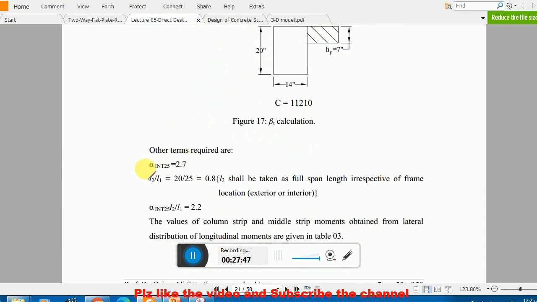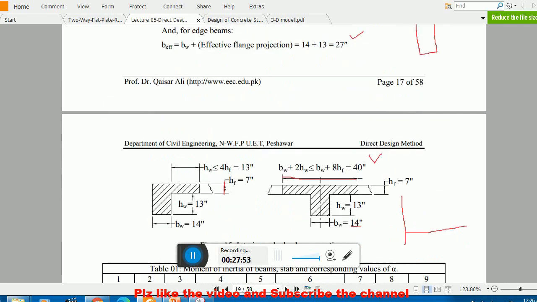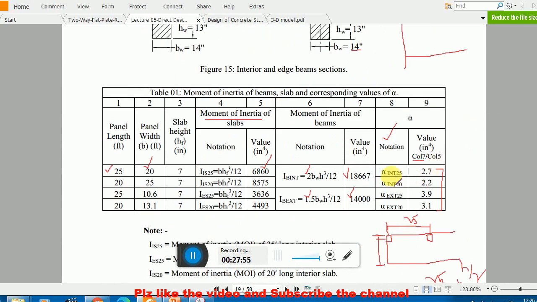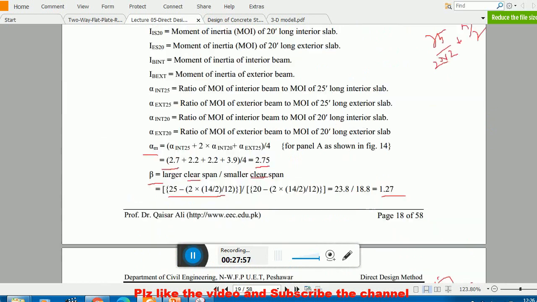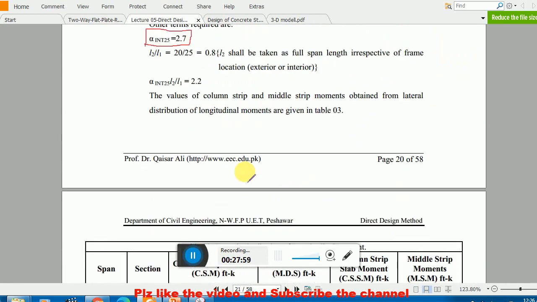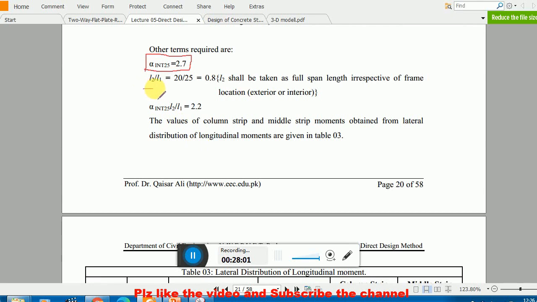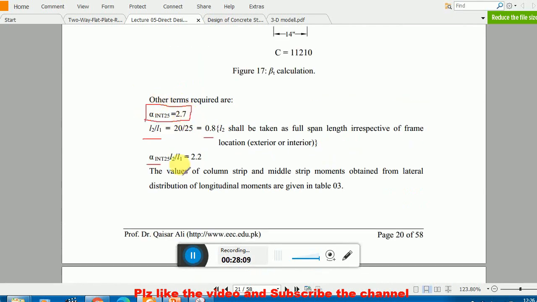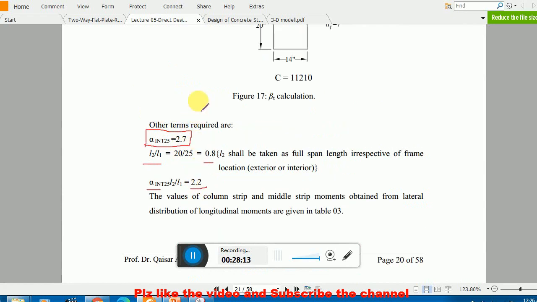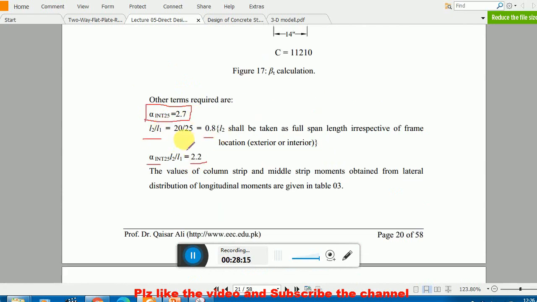This is very important. Next, we already calculated this alpha for interior in 25. This is in the table here. You see this is L interior 22.7. Next we have to divide L2 by L1. We needed the L2 by L1 ratio, I will show you, 0.8, and you have to multiply this 2.7 with that ratio. You got 2.2.